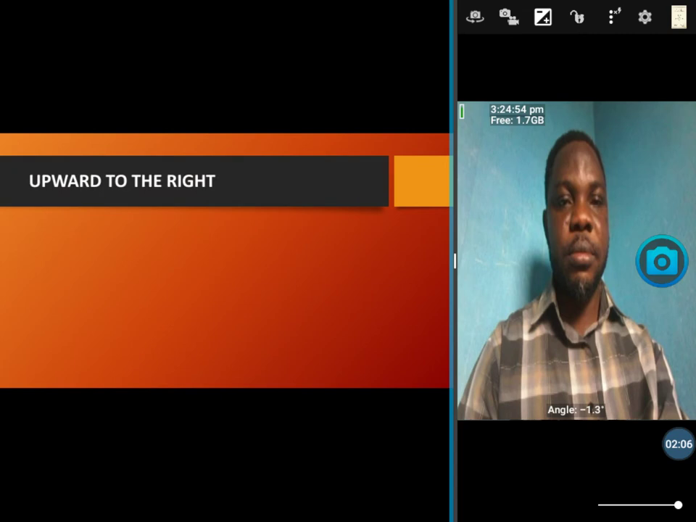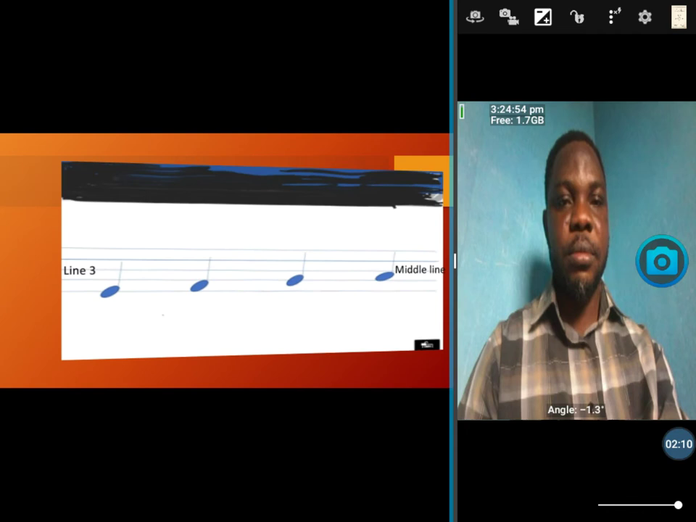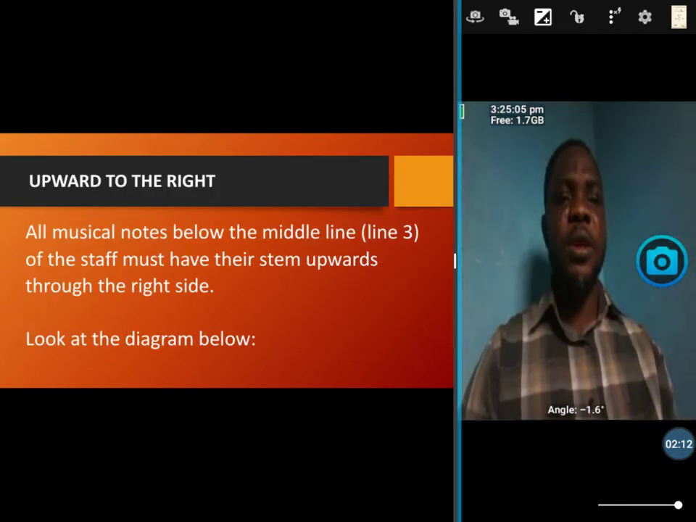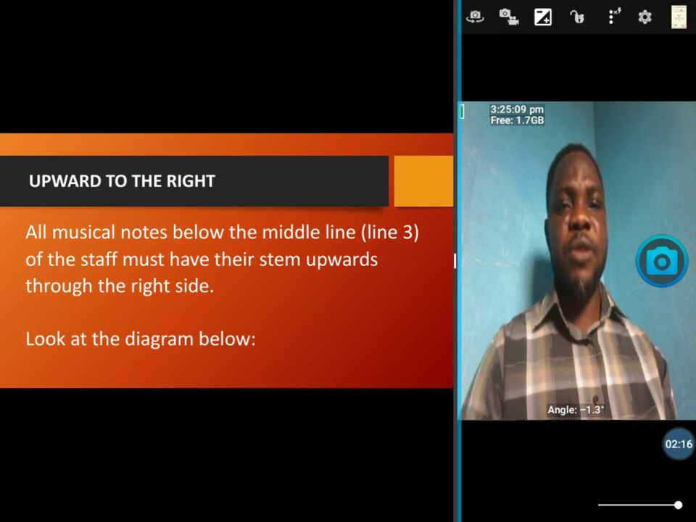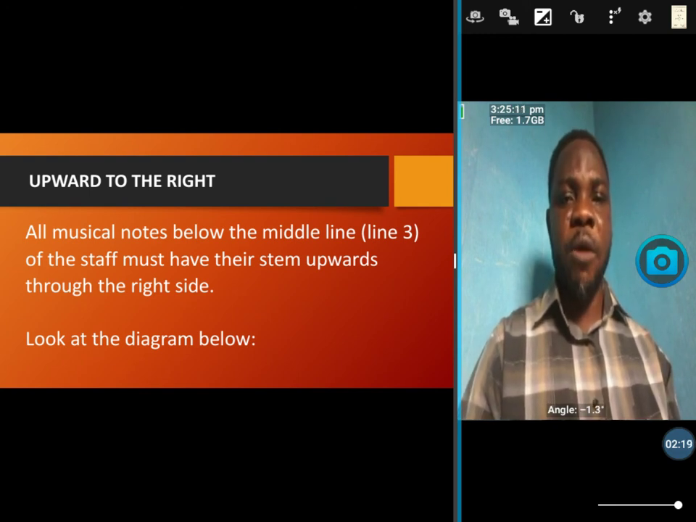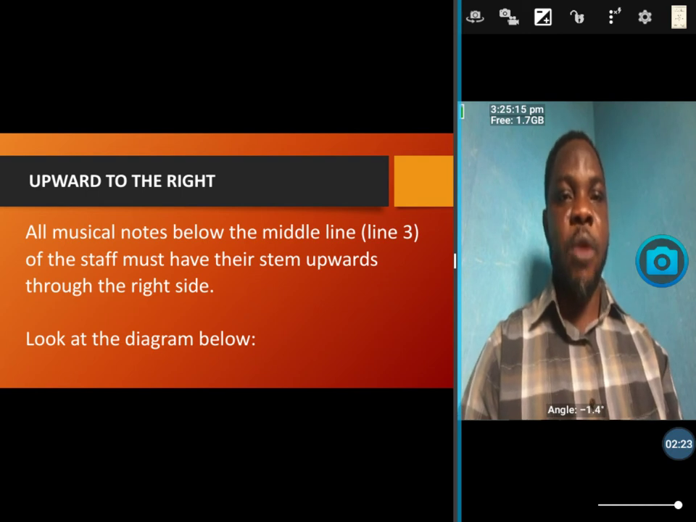1. Upward to the right. The first one is upward to the right. All musical notes below the middle line of the staff, that is below the mid line, line 3 of the musical staff, always have their stem upwards to the right.